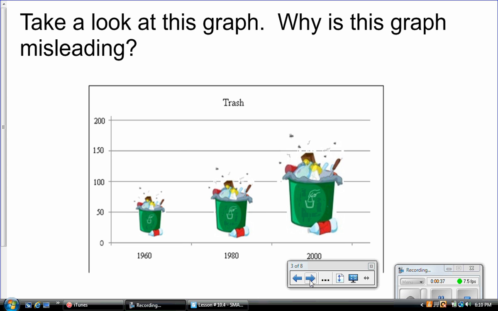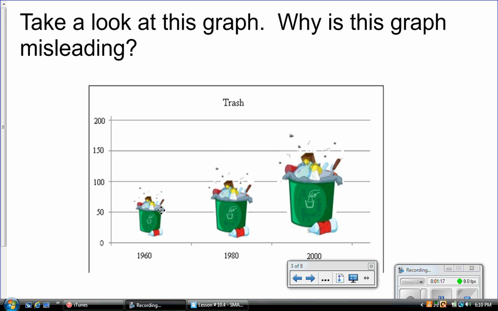Take a look at this graph. Why is this graph misleading? I'll give you a few seconds to look at this graph and think about it. Okay, your eyes should go straight to the three pictures being used to represent the amounts. Problem is, we're not using standard bars in this graph. We're using these illustrations. And that's where the problem comes in.